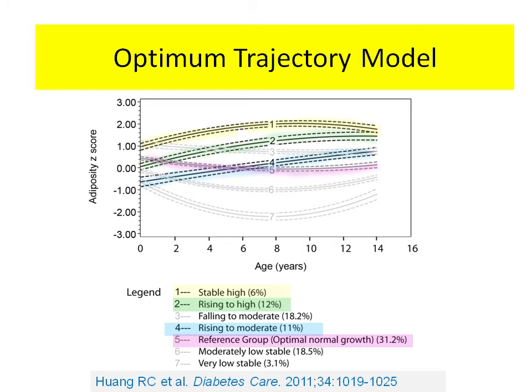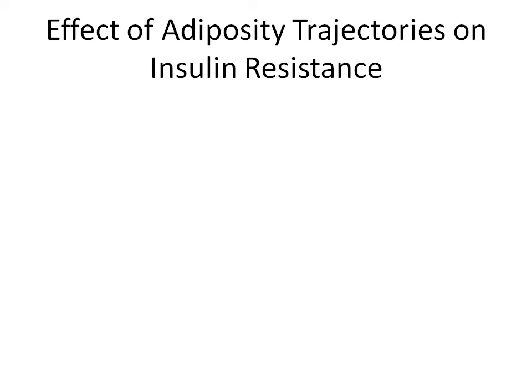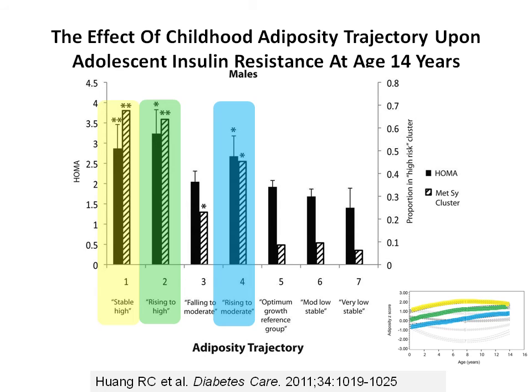You can see in this figure that the trajectories corresponding to yellow, green and blue, so in other words the yellow trajectory which shows chronic high adiposity, and the green and blue trajectories, which are both rising trajectories, were associated with greater levels of HOMA, indicating greater insulin resistance in these adiposity trajectories.